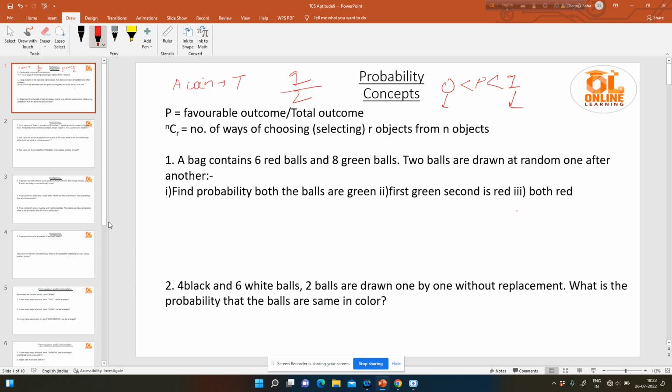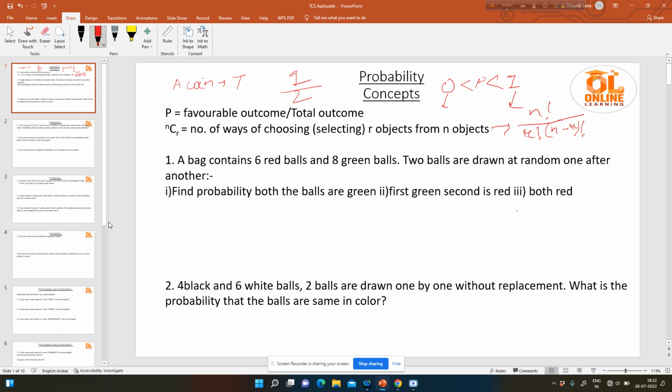NCR is equal to the number of ways of choosing or selecting R objects from N objects. NCR can be denoted as N factorial by R factorial into N minus R factorial, right? Okay, now let us move to the questions.